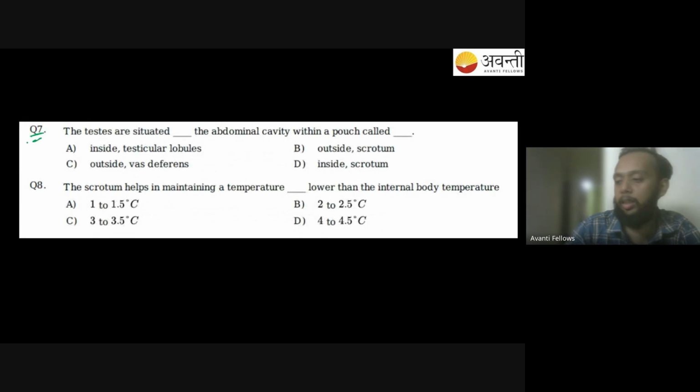Question number 7. The testes are situated dash in the abdominal cavity within the pouch called. So again, Shikha, tell me what will be the answer? Sir, option B, outside and in the scrotum. Yes, it is outside the abdominal cavity and in the scrotum.